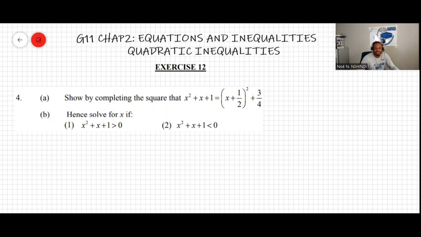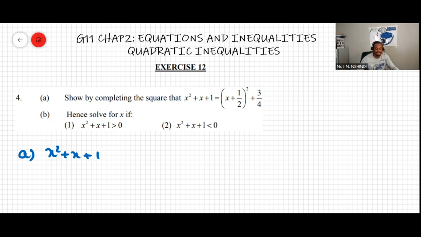This question says to show, by completing the square, that x squared plus x plus 1 equals the expression on the right. Hence, solve for x if this and that. Now let's start by doing A. A is given by x squared plus x plus 1.